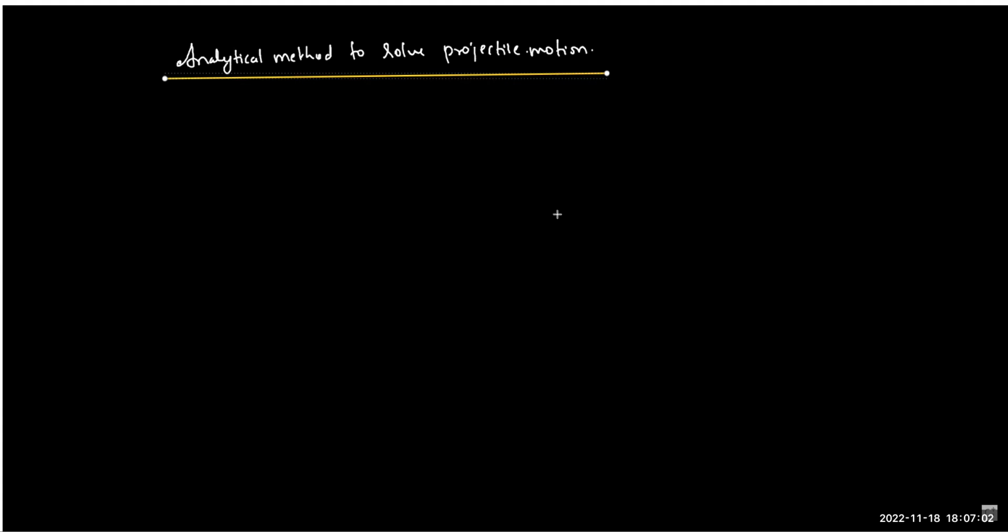Okay, so in the last lecture, we discussed that the analytical method is a way to solve questions of projectile motion. And what exactly do we do in this method? We take two mutually perpendicular directions and assign them a coordinate system, let's say Cartesian system X and Y.